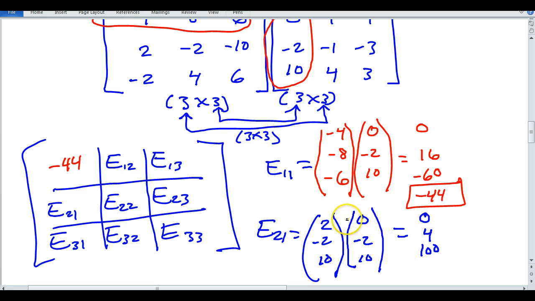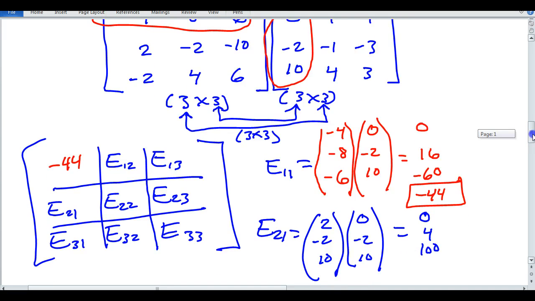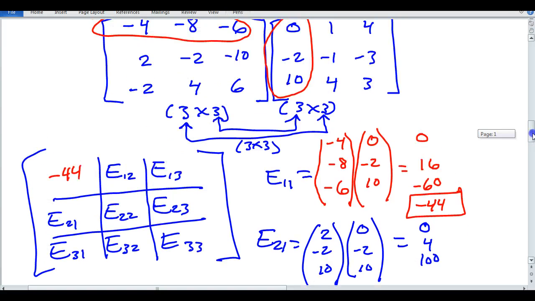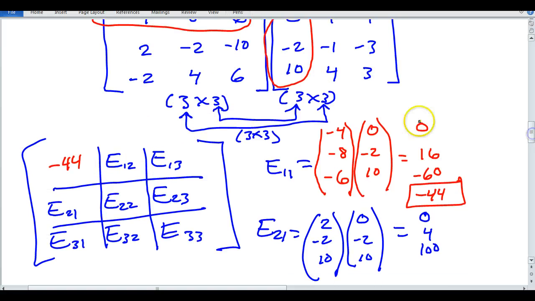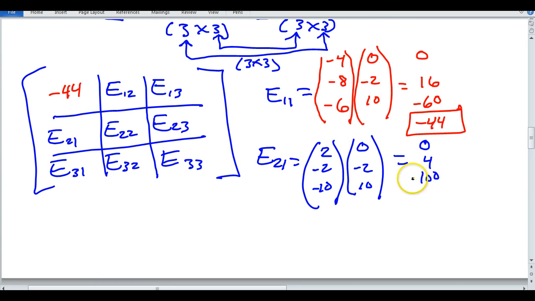Man, these numbers are getting big all of a sudden. Makes me feel like I'm making a mistake. Oh wait, that's a negative. 2, -2, -10. Phew, that's close. Still a big number, so -100. Put these together, that's going to give me -96. Okay, so that's E21, so that's this right here.